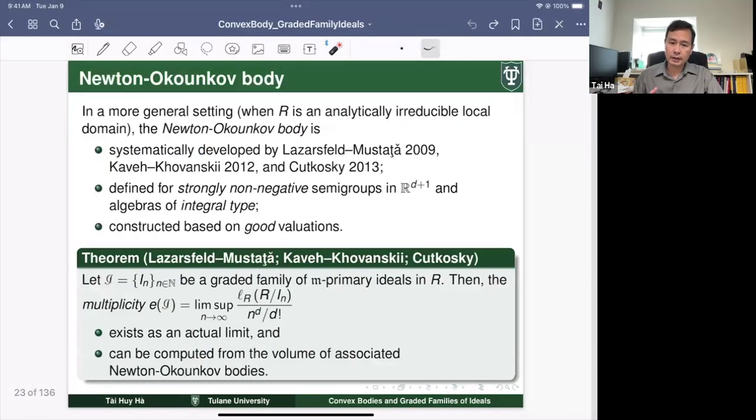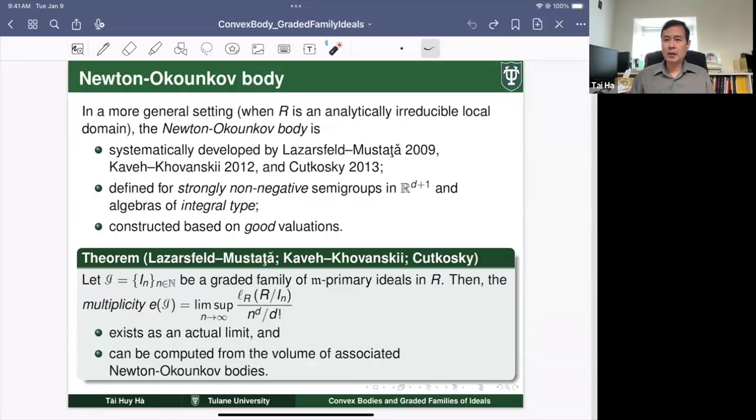Now, the theorem that has been proved is that given any graded family of m-primary ideals in R, the multiplicity of this family is defined to be the lim sup of the length of R mod I_n over n to the d mod d factorial. And of course, a priori, this lim sup does not necessarily need to exist as a limit, but it was proved that this lim sup is actually a limit, and one can compute these limits by the volumes from associated Newton-Okounkov bodies constructed from this graded family of ideals.